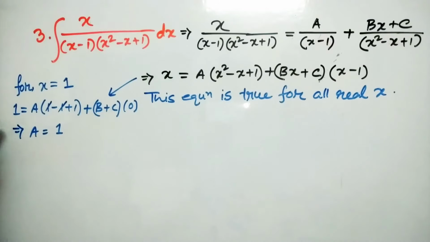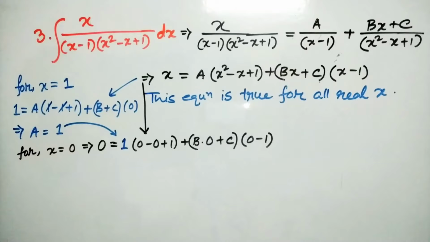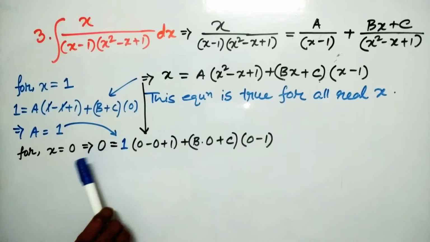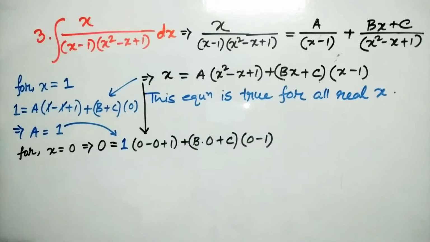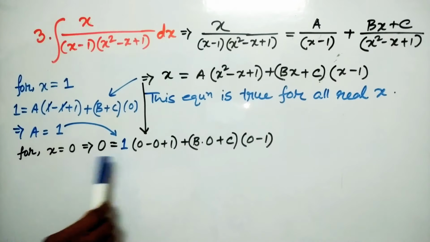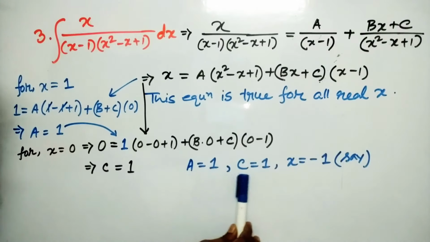So this gives us a is equal to 1. Because we can put any value of x, in this equation we have put x equal to 0 and it has become this one. Now you notice one thing, because we are going to find the values of b and c, we can put the value of a over here. So this gives us c is equal to 1. We have got a is equal to 1, c is equal to 1.